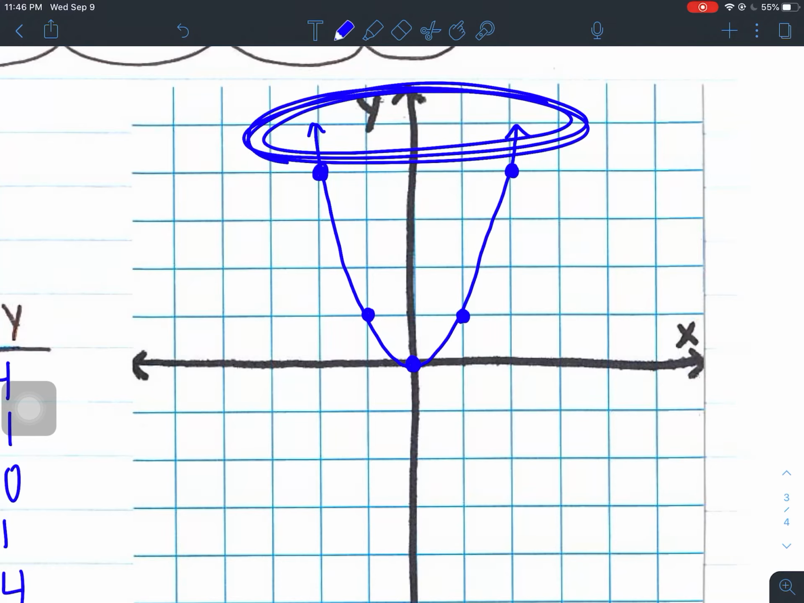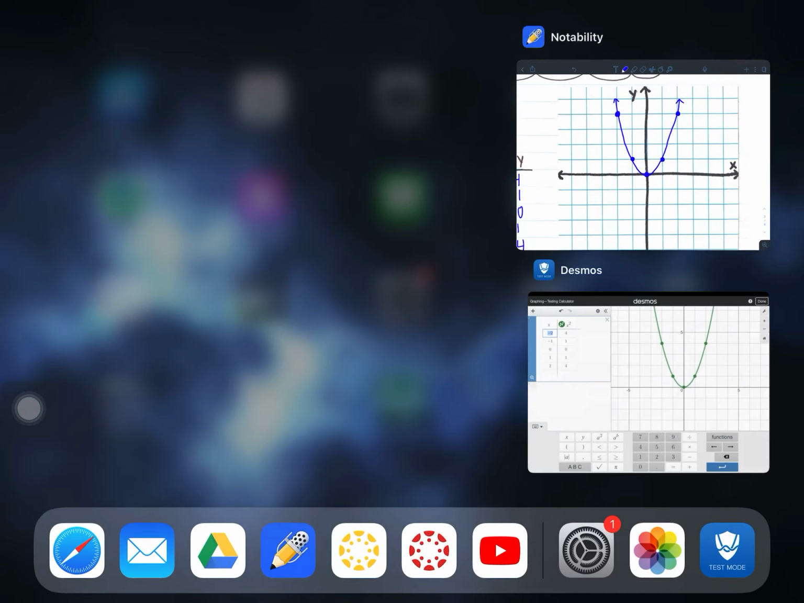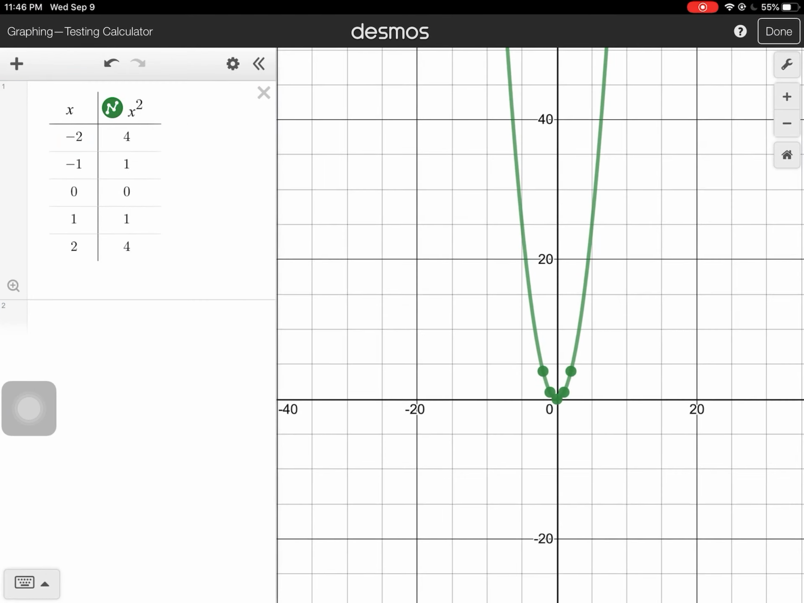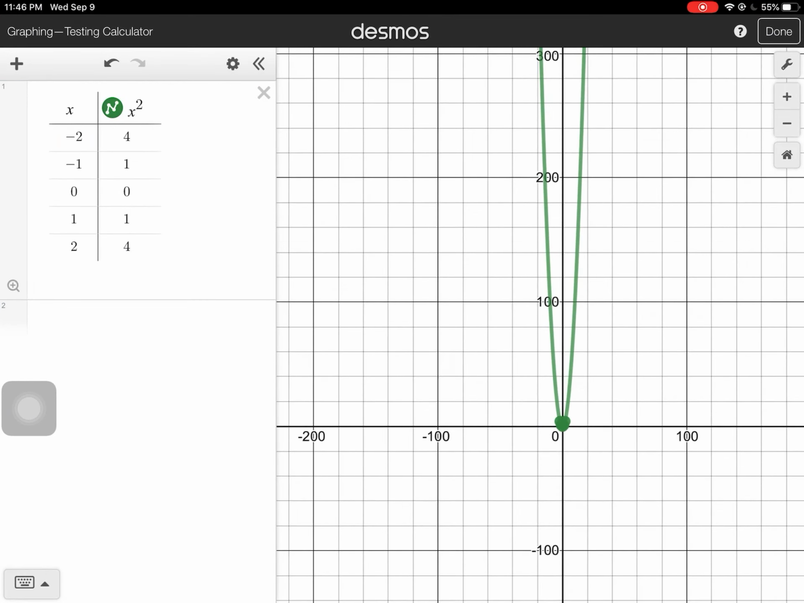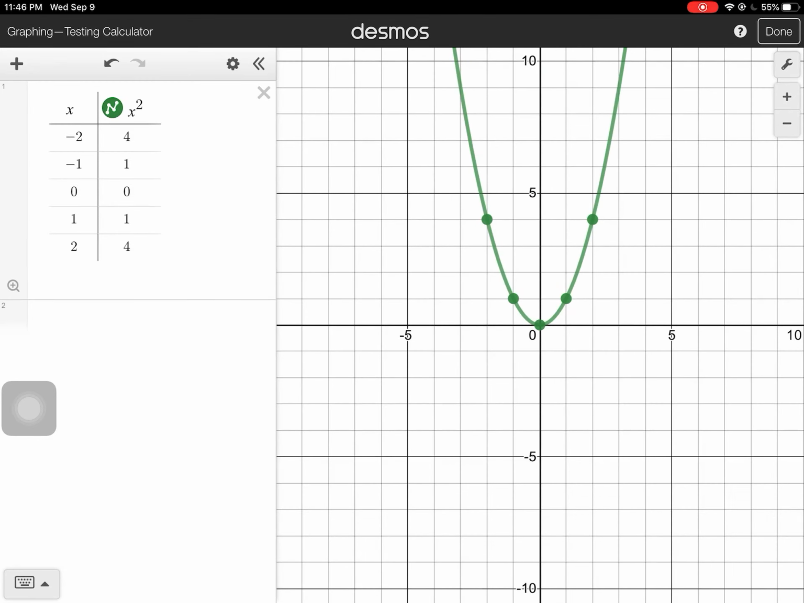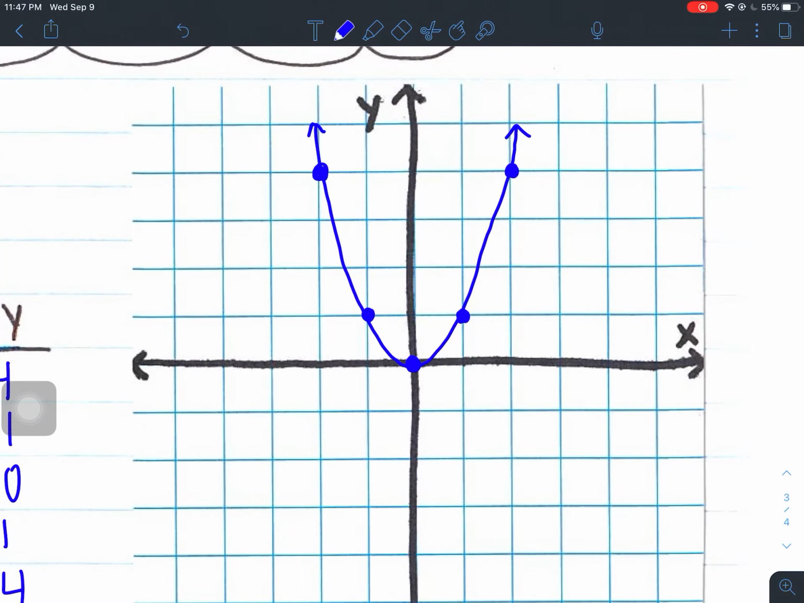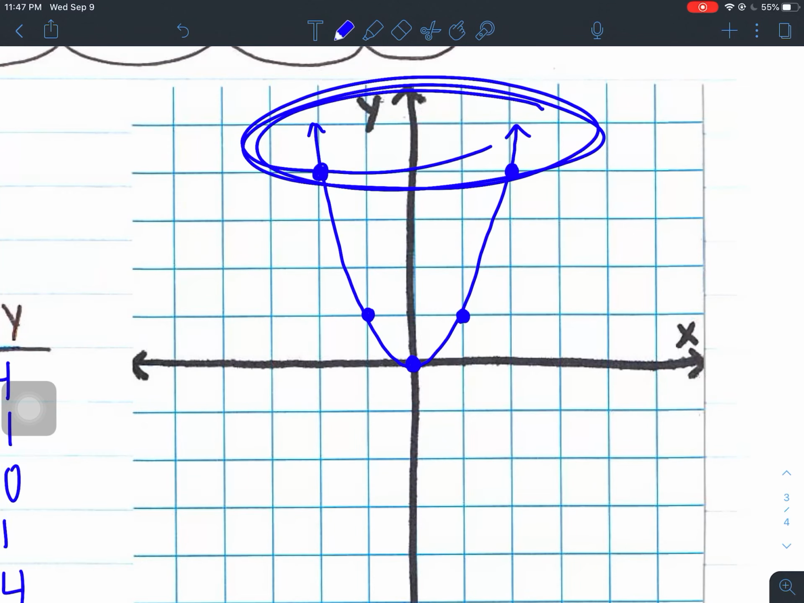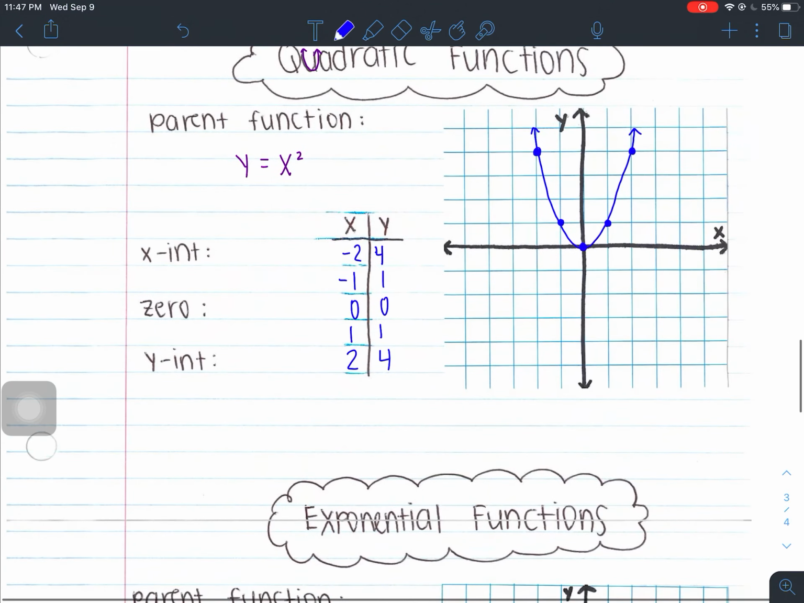Now, this actually goes on forever and ever. I can show you that in Desmos as well, right? If I zoom out on this, notice how this U, or parabola, goes on forever and ever. Hit the home button to go back. So, in order to say that it goes on forever, you want to make sure you keep those arrows up there to state that.